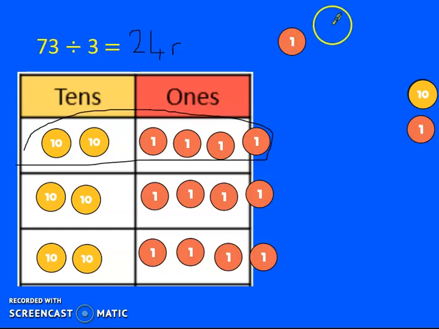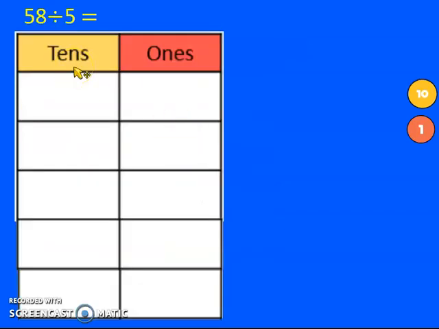Remainder, how many have we got left over? Just the 1. Fantastic, everybody. Well done. So this is another way that we can work out how many we have left over. Let's try one more. Pause the video to give yourself time to do this on your own.